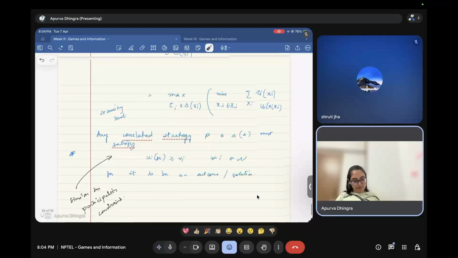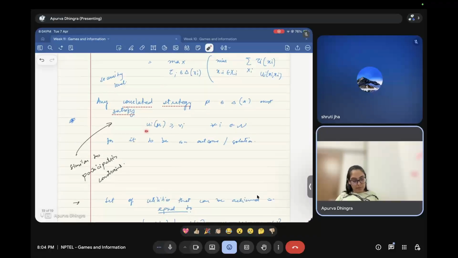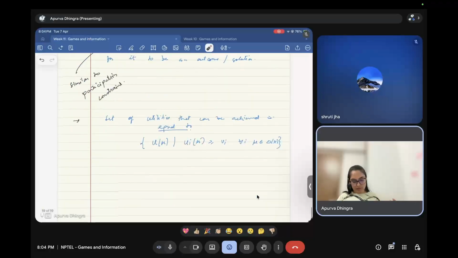What this is basically saying is that the utility of any player for mu will be greater than or equal to the security level. That is what we are calling a correlated strategy. For whatever strategy, the utility of player i is better than or equal to the security level, and this has to be true for all players. If that happens, then this can be thought of as a solution concept, talking about correlated equilibria. We've not come to equilibria, but we will. I think that's in the next lecture.